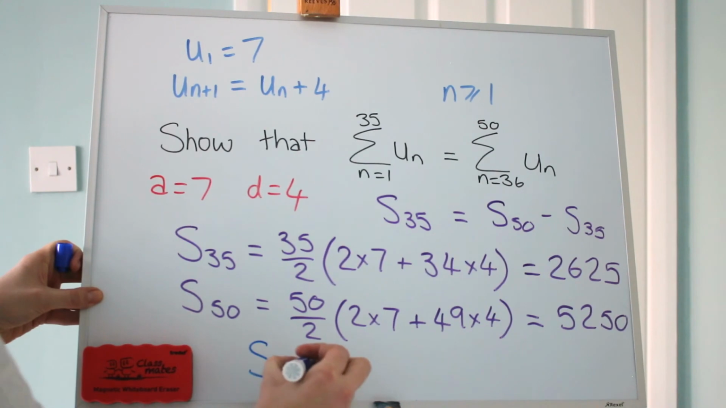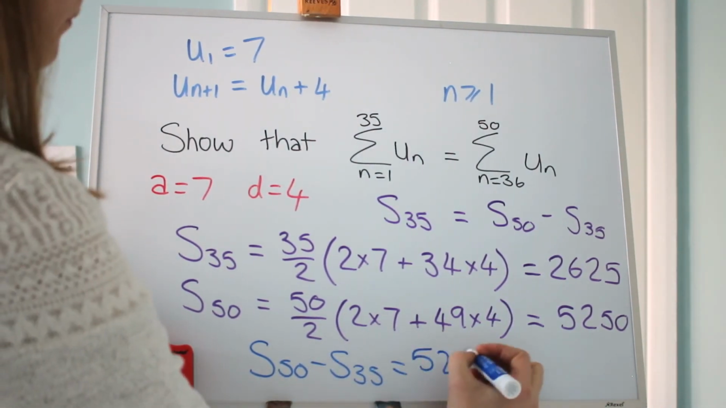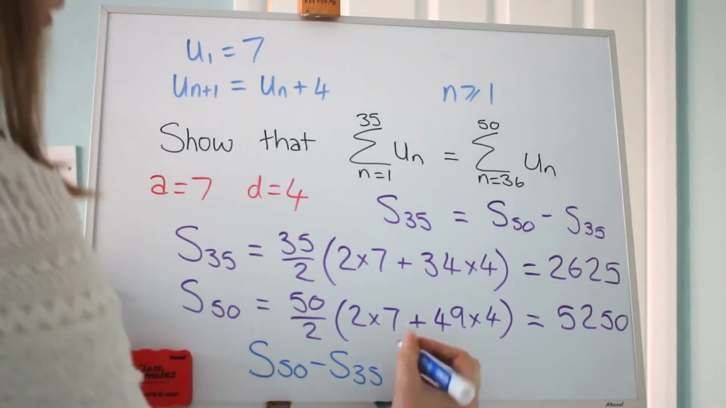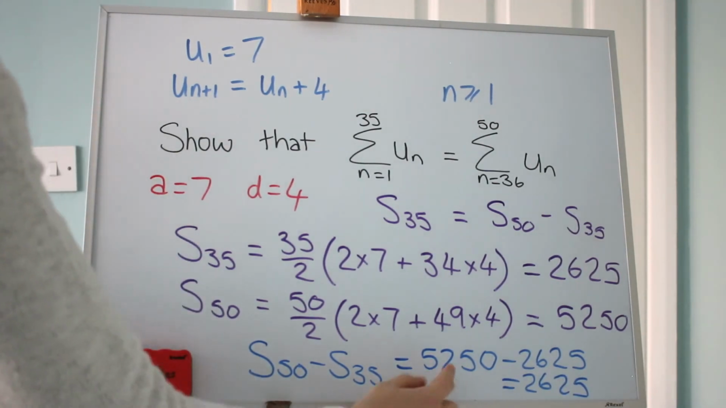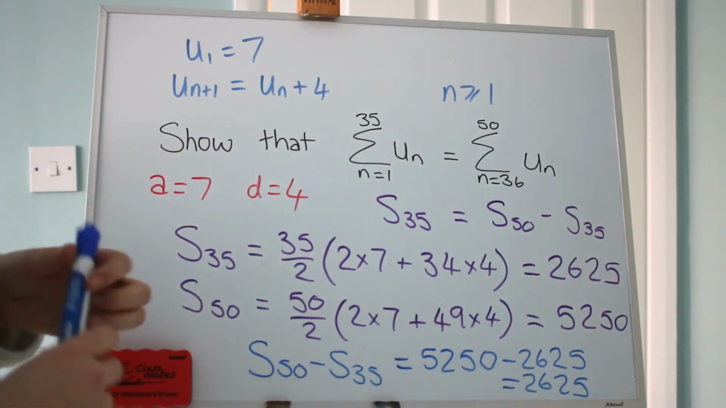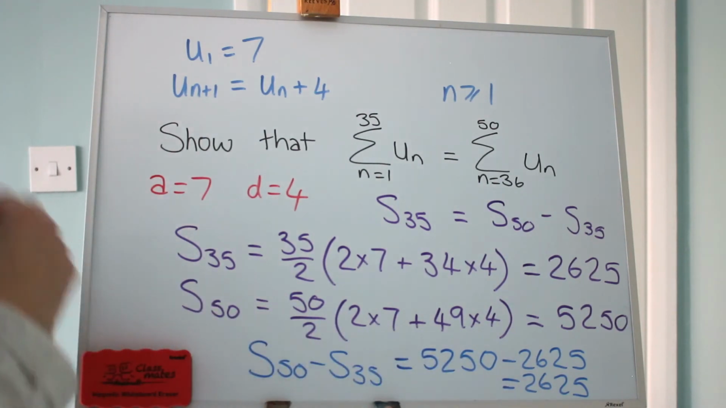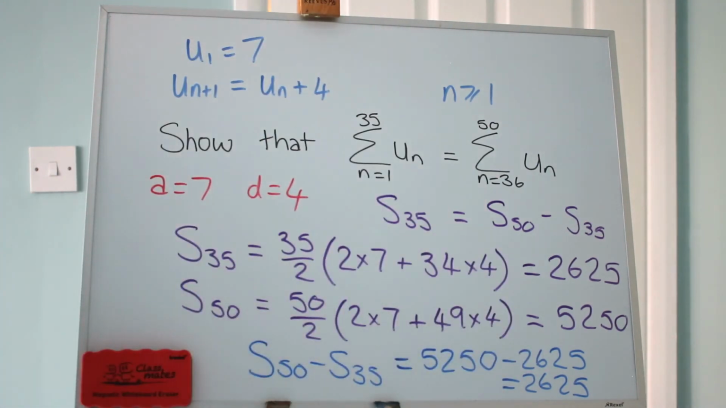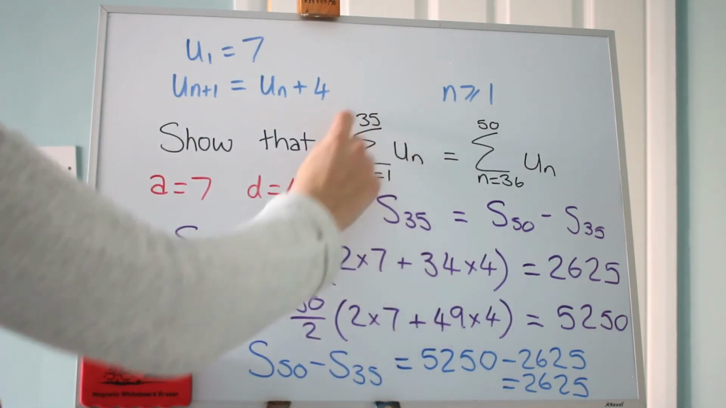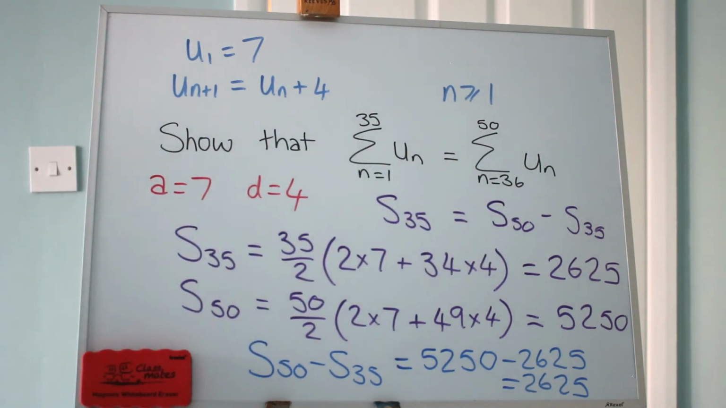S of 50 minus the S of 35 will be 5250 minus 2625, which gives us 2625. So that's the same as the S of 35. I've totally run out of space, but hopefully you can see that works. So we've shown that this is 2625 and that is also 2625. So we've done it. Brilliant!